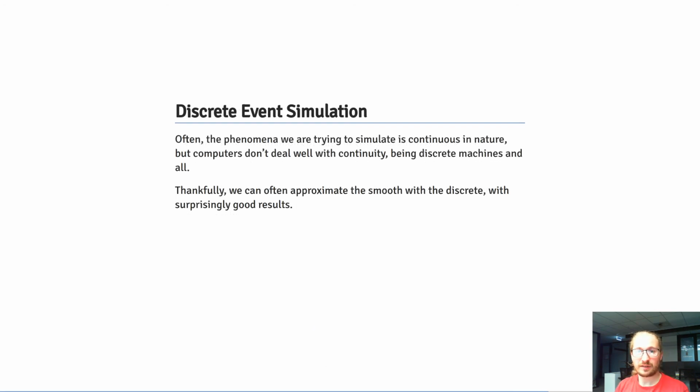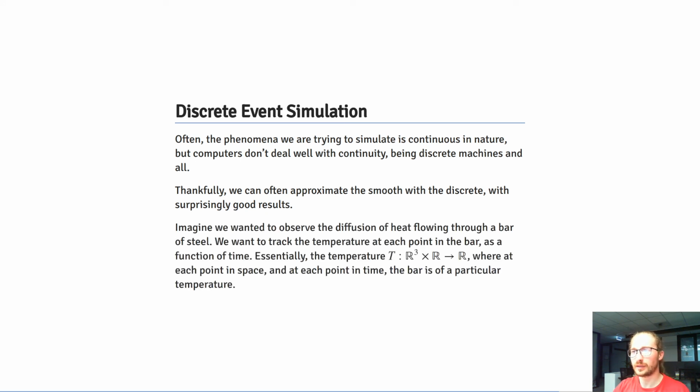So that's enough about multi-color techniques. Let's talk about discrete event simulation. Often when we're trying to simulate something, the phenomenon that we're trying to simulate is going to be continuous in nature. And of course, our computers, being discrete machines, don't deal well with continuity. Thankfully, we can solve this problem by approximating smooth reality with a discretization over a grid.